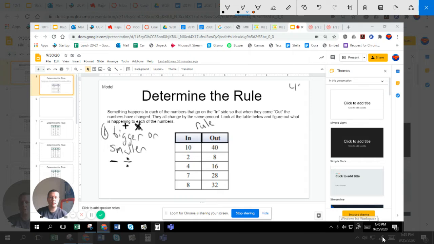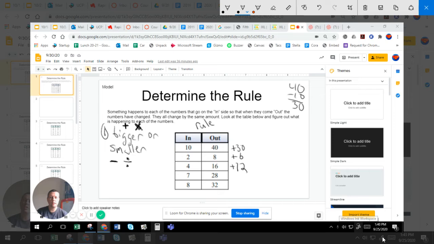Now you could just do the opposite. Well, let's subtract real quick. 10 to 40 means you had to add 30. So I had to add 30 to get from 10 to 40. Now, if that's the rule, then when I put 2 in, I should be doing 2 plus 30 makes 8. So to get from 2 to 8, I'm adding 6 on. And to get from 4 to 16, I'm adding 12 on.